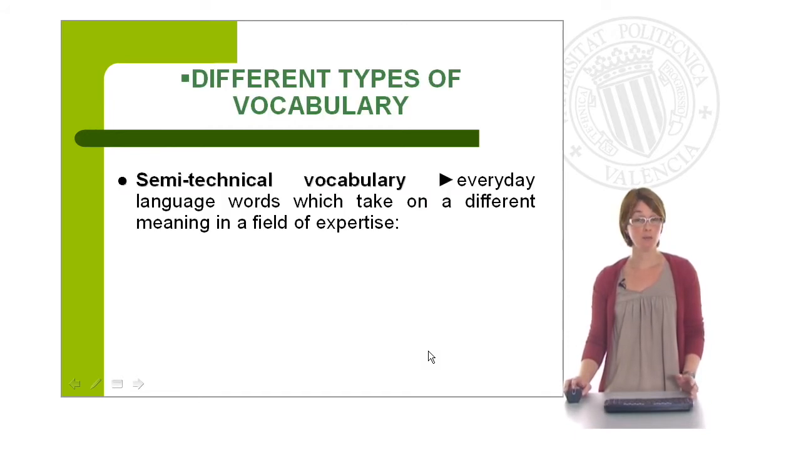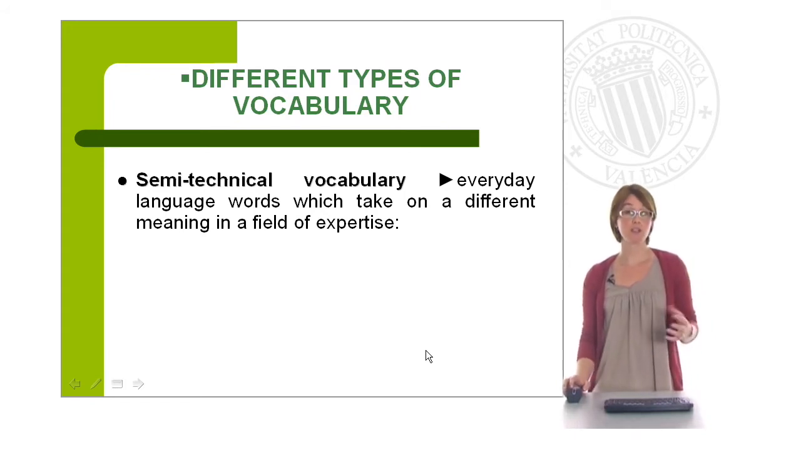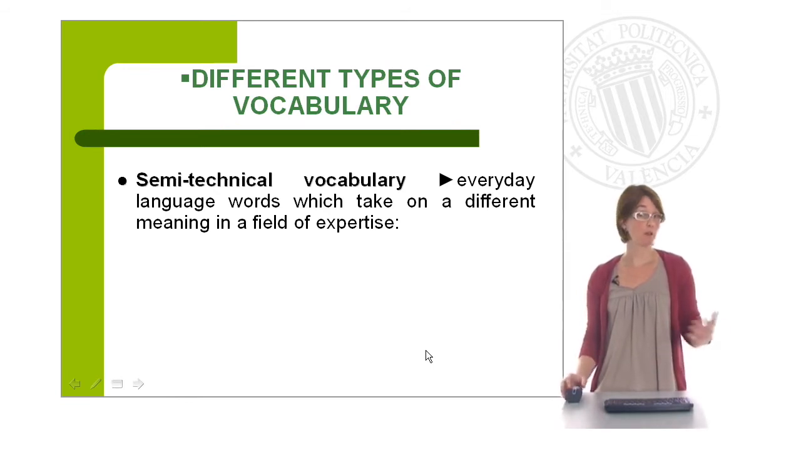The second type of vocabulary, which is a bit more difficult, is the so-called semi-technical vocabulary. This is everyday language words which take on a different meaning in a field of expertise. So imagine a word that in English has one meaning, but in a specific field, for example agronomy, forestry engineering, it has a different and more specific meaning.